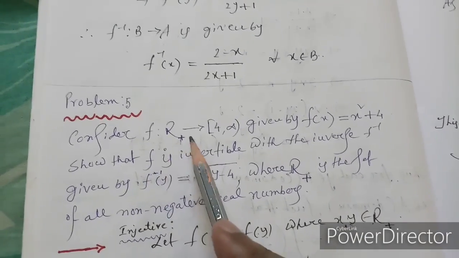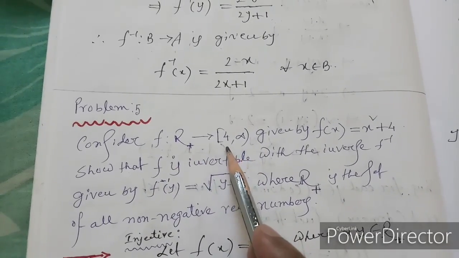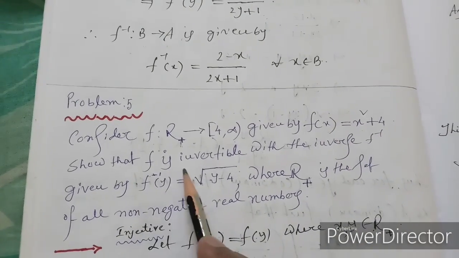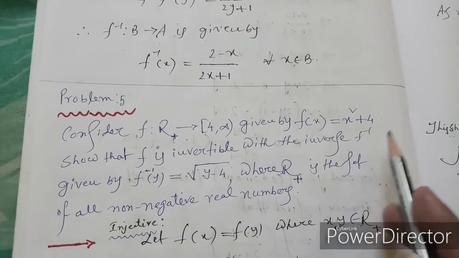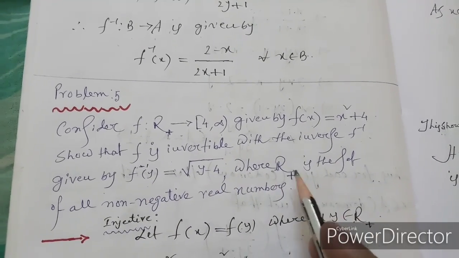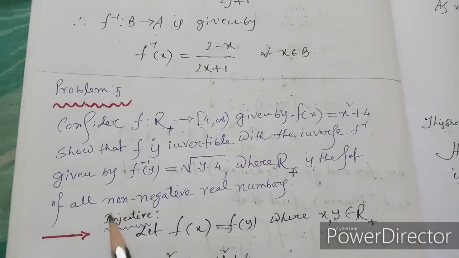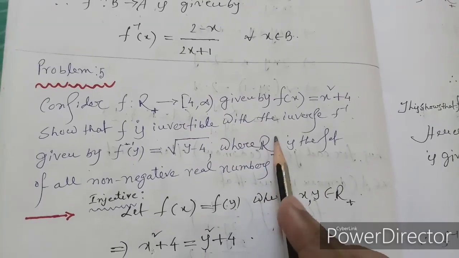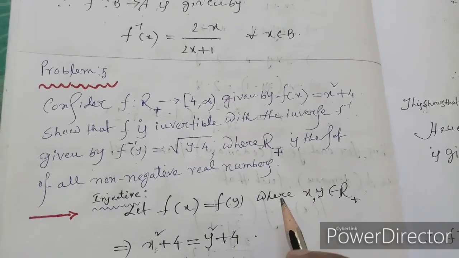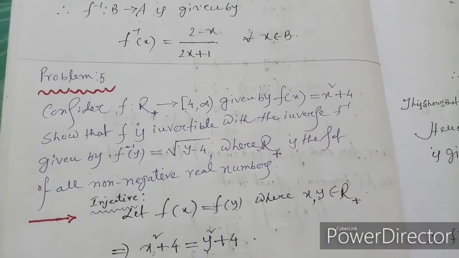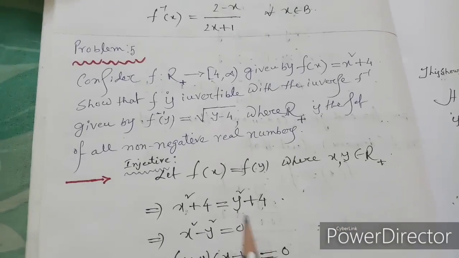Number 5. Consider f from R plus to the semi-closed interval [4, infinity) given by f(x) = x squared + 4. Show that f is invertible with the inverse f inverse given by f inverse(y) = root under y minus 4, where R plus is the set of all non-negative real numbers. That means R plus equals the semi-closed interval [0, infinity). Got it?